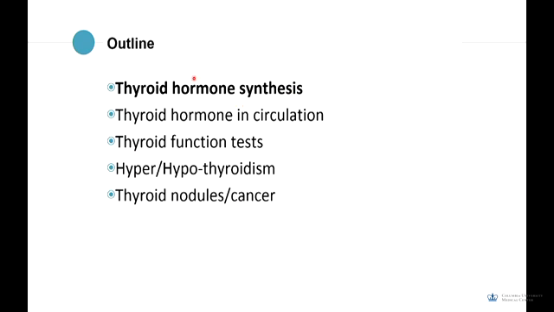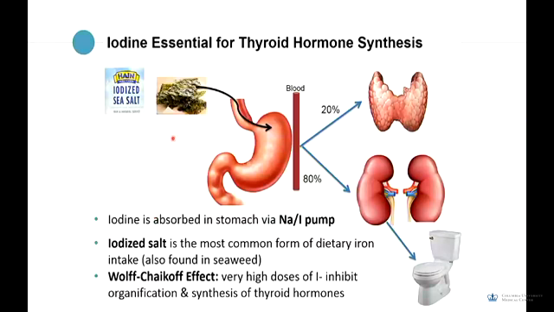But I will be talking about how thyroid hormone is synthesized, what it does once it gets into the circulation, different measures of thyroid function. Then we'll move on to pathology, talk about hyper and hypothyroidism, and then finally we'll talk about thyroid nodules and thyroid cancer. So I'll start off by talking about thyroid hormone synthesis. Your thyroid needs iodine. And so iodine is absorbed in your stomach via sodium iodide pump.